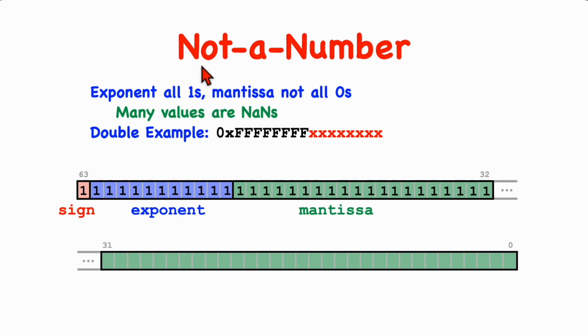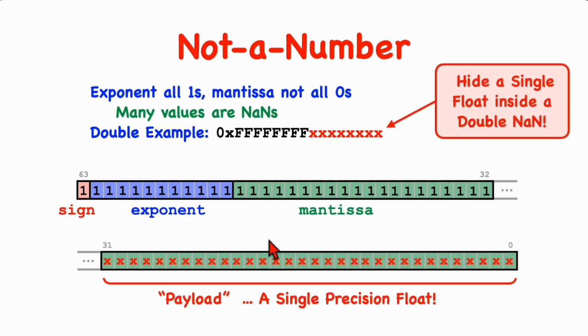To understand how this works, let's review the not a number values. In my previous video on floating point representation, I described the not a number or NaN values. And a value is interpreted as a not a number value if its exponent is all ones and the mantissa contains at least a single 1 bit. We don't care about the sign bit. So, for example, this double precision value here would be interpreted as not a number. And notice that we don't even care what's in the lower half of this value. And in fact, what we can do is we can hide something in the lower half.